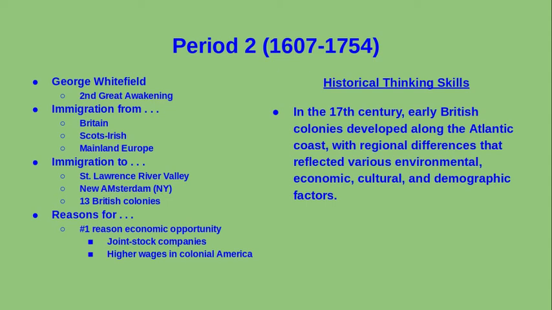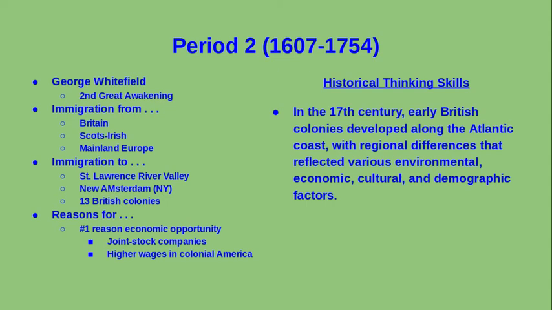Mention that immigration during this time period comes from various regions. Within British colonial America, yes, you have people from Britain. You have the Scots-Irish. You have people from mainland Europe. You have people settling in all kinds of different regions, the St. Lawrence River Valley by Quebec. The Dutch settle what we now call New Amsterdam, New York. They settle Pennsylvania. They settle New Jersey, Delaware. And of course, the British heavily are in the 13 colonies along the eastern seaboard.